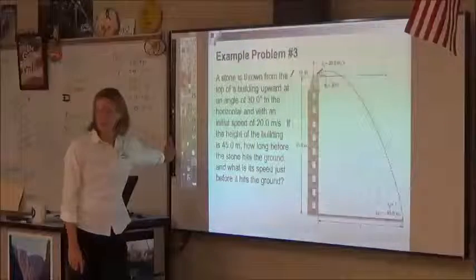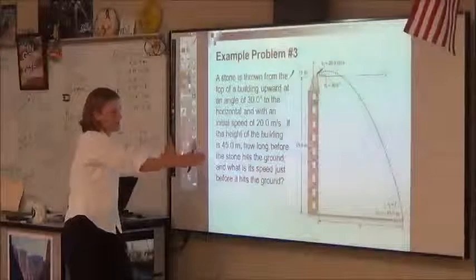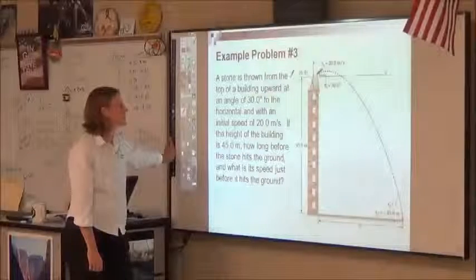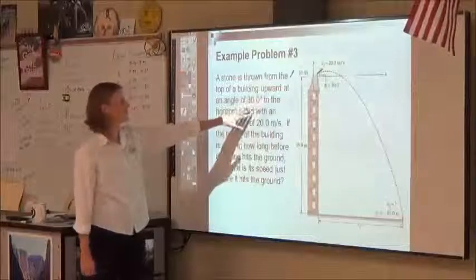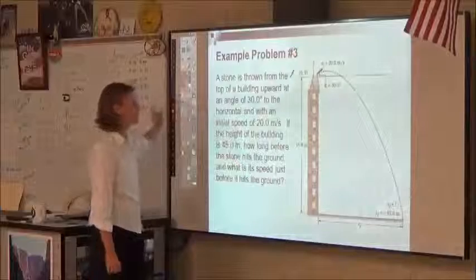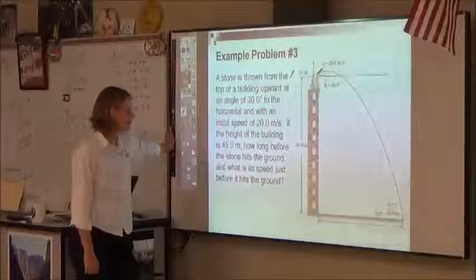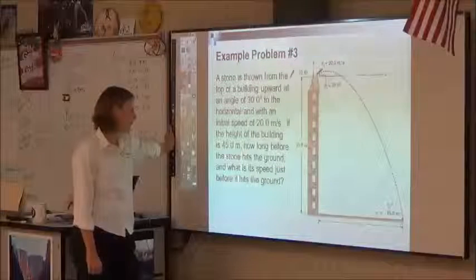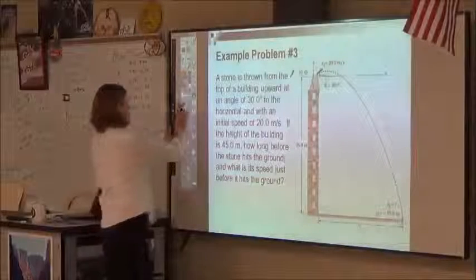Okay, so this is another projectile problem. It's not really a full projectile because it's not starting at the same height that we're finishing at. It says a stone is thrown from the top of a building upward at an angle of 30 degrees to the horizontal with an initial speed of 20 meters per second. If the height of the building is 45 meters, how long before the stone hits the ground? And what is its speed just before it hits the ground? Okay, I'm going to erase all of this.